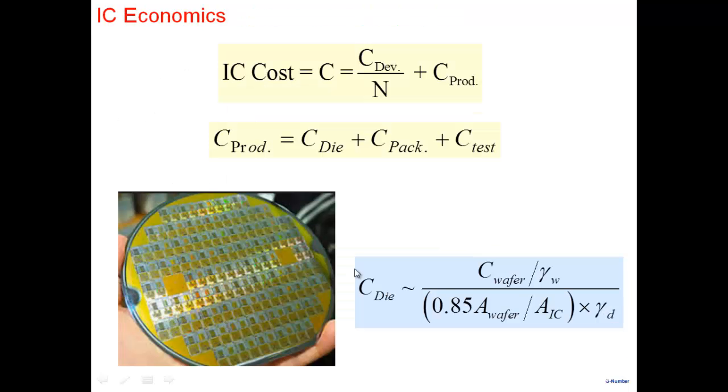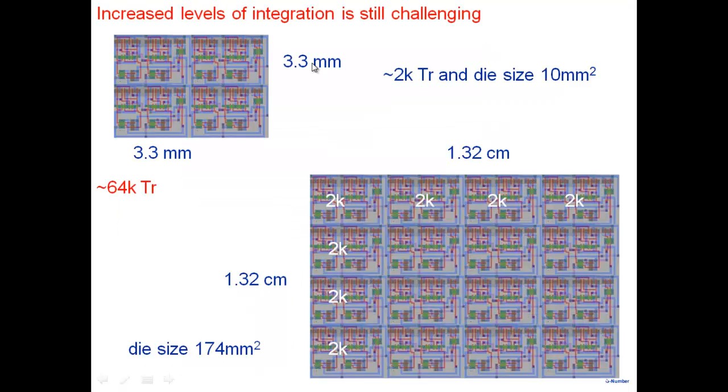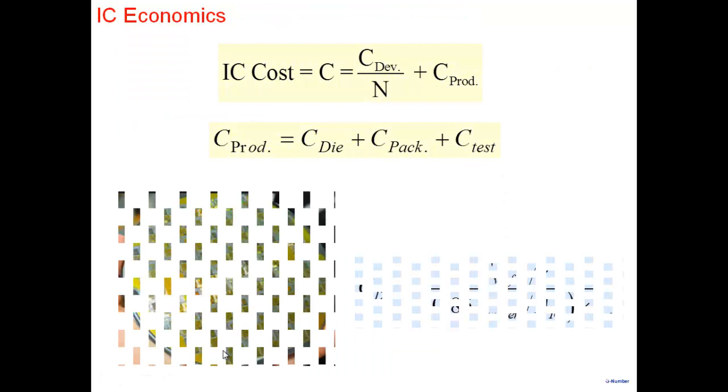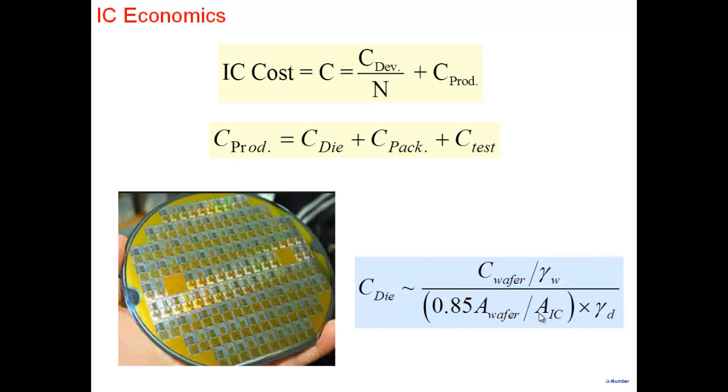Now, what is the problem? You can immediately see that as you increase the area of the die, in the previous example, remember, we went from 10 mm to 174 mm, what is the consequence? I'll get a smaller number of dies, and eventually the cost of the die will become higher. Obviously, if you occupy more silicon area, the cost increases. But there's an even more serious problem.